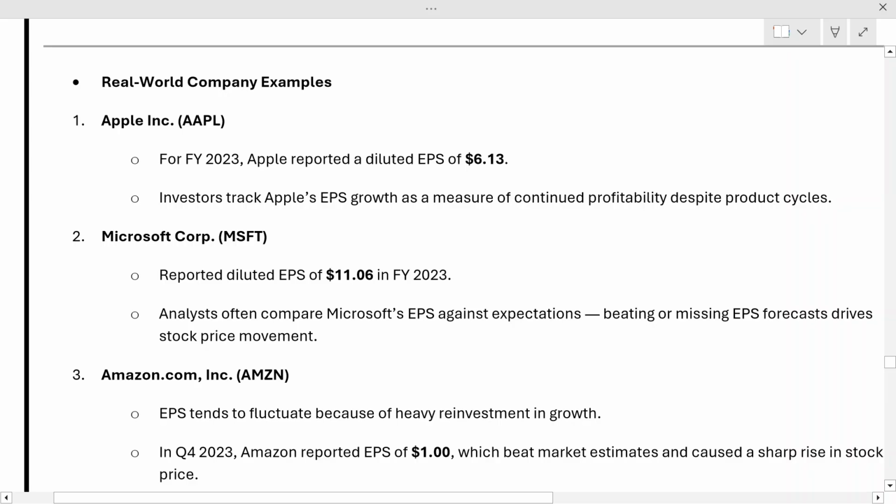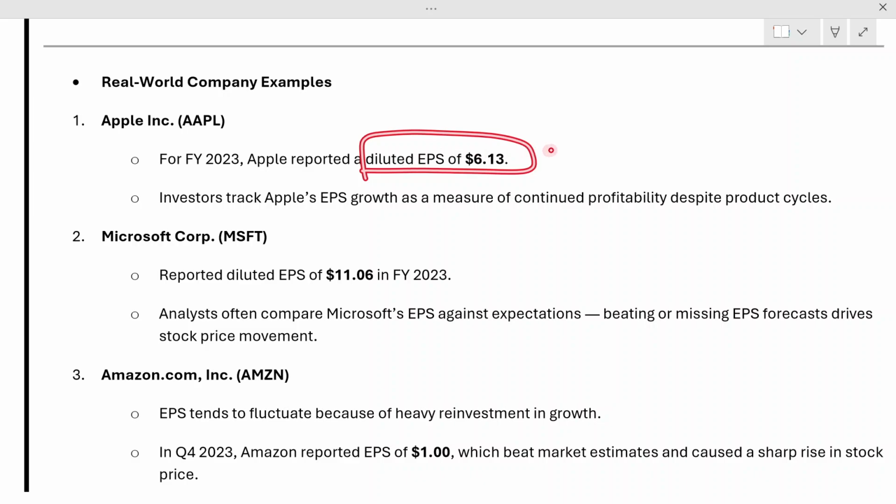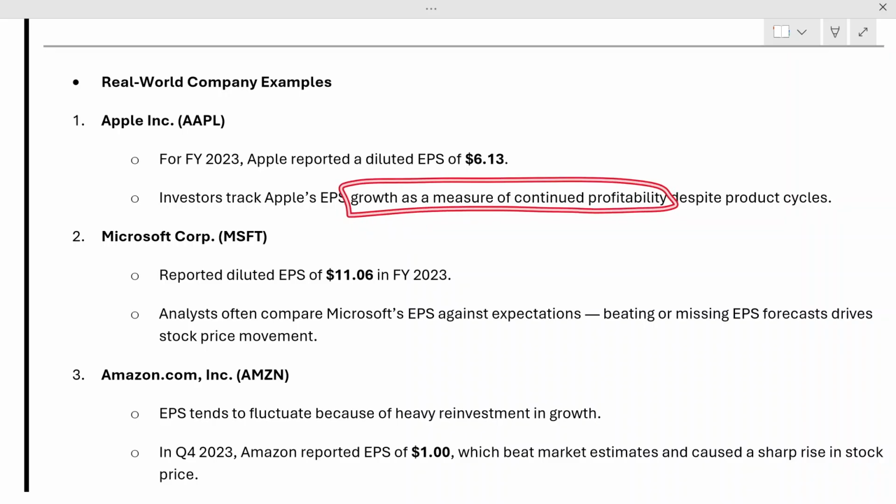Now there are some real world examples, let's see them. So Apple Incorporated in 2023 reported a diluted EPS of $6.13. So for every share, the earning per share was $6.13. Investors track Apple's EPS growth as a measure of continued profitability despite product cycles. So this is used for continued profitability measurement as well.